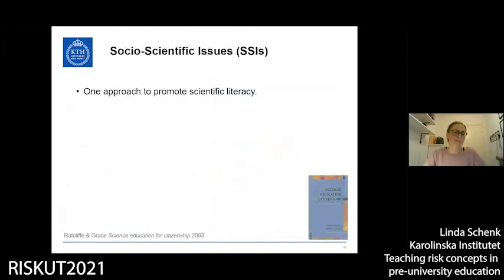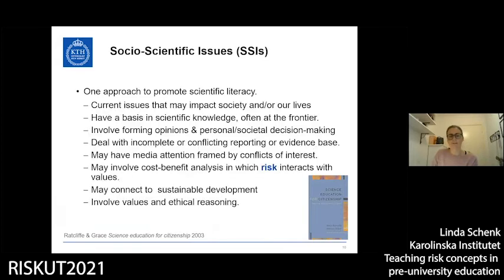So how do we then try to foster scientific literacy in science education? One way that has been used and is quite established by now is to teach with socio-scientific issues, or SSIs for short. And I'll borrow an overview of SSIs from Mary Ratcliffe and Marcus Grace. And as they point out, socio-scientific issues are current issues that may impact society and or our lives.